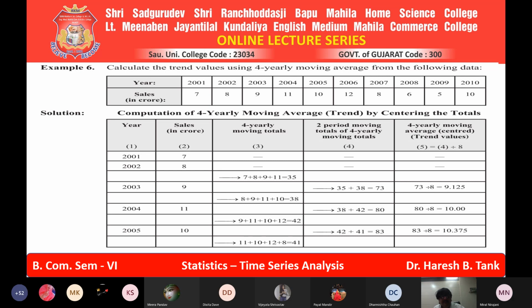Similarly, 80 divided by 8 becomes 10. 83 divided by 8 becomes 10.375. Next is 77 divided by 8 becomes 9.625. 67 divided by 8 becomes 8.375. And 60 divided by 8 becomes 7.5, which is against 2008.